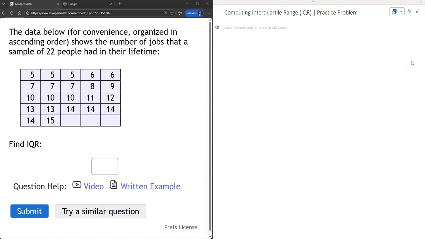In this tutorial, I'm going to show you how to compute the interquartile range, and we're going to do that by working together on this problem, in which we are given a sample of 22 people with the number of jobs that they had in their lifetime, and the question is as simple as to find IQR. So the way we find IQR is by finding Q3 and subtracting Q1.